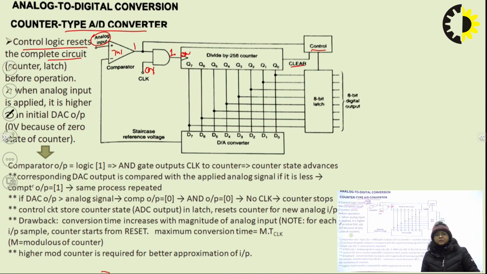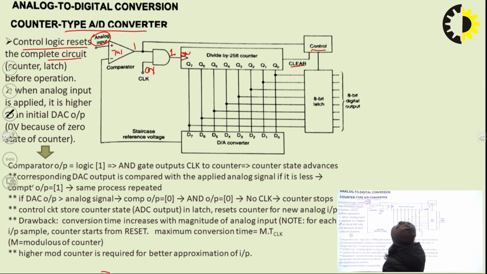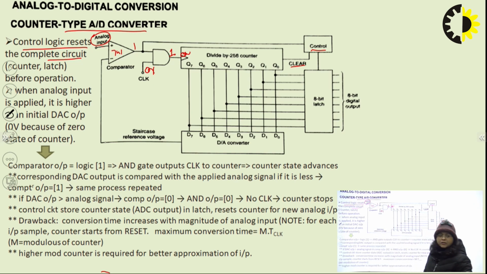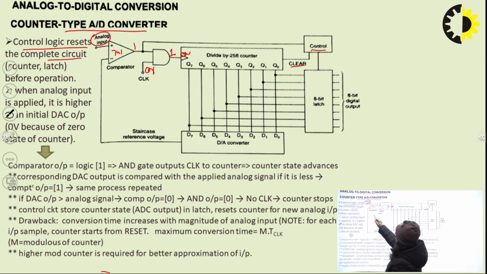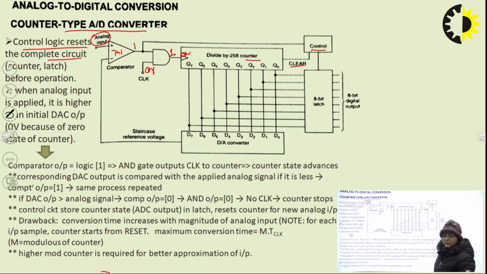Now we move towards another technique, that is A to D converters. We start with the first one, that is the counter type A to D converter. In this circuit we use a comparator, a 741 op-amp IC as comparator, an AND gate, a divide by 256 counter, a control circuit to reset the complete circuit, an 8-bit latch to generate the 8-bit digital output, and a DA converter.